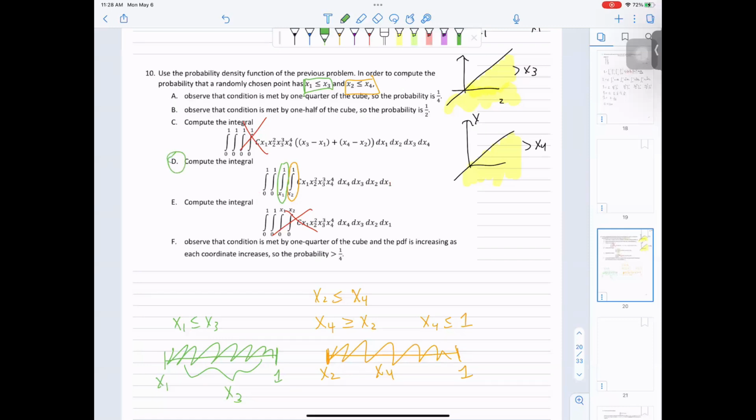The choice is D. These other ones, we don't know, is this a quarter of the cube? If you can visualize it, maybe it's hard to visualize, but I don't think it looks like a quarter of a cube. And it doesn't look like half of a unit cube to me. And this thing just doesn't make sense. Like, what PDF is increasing as each coordinate increases. So the choice should be D.